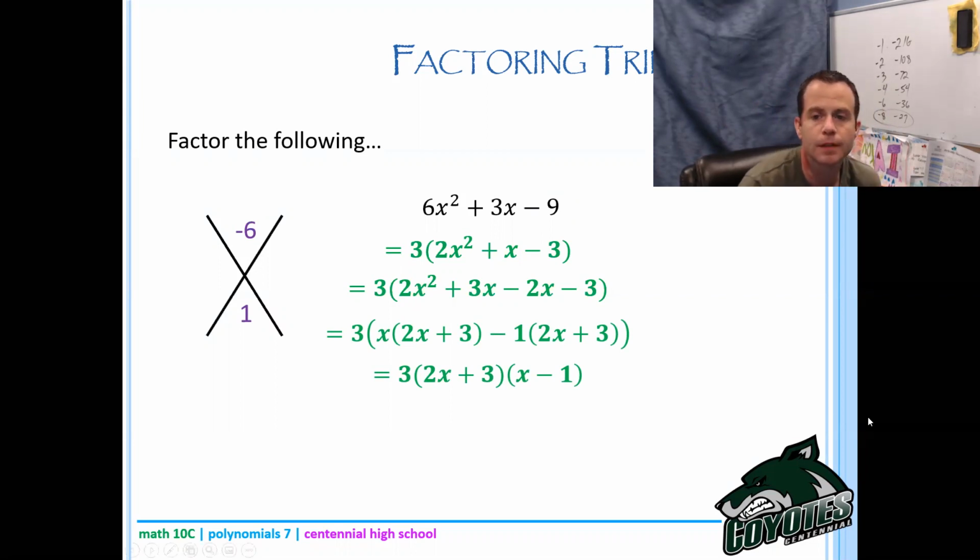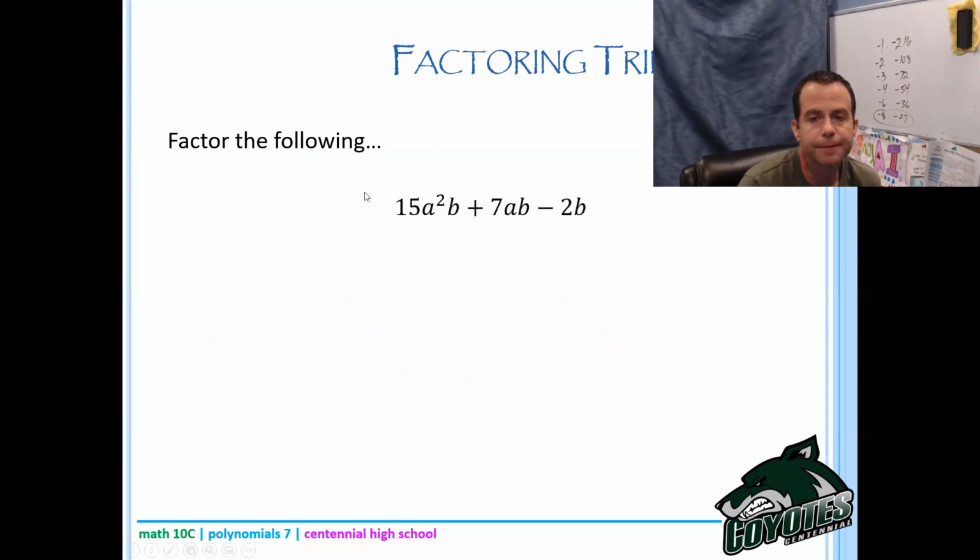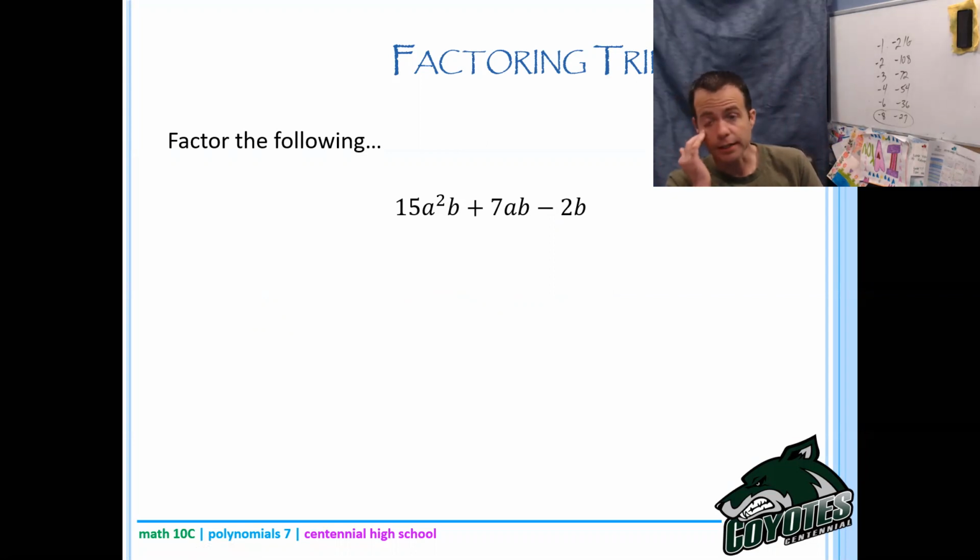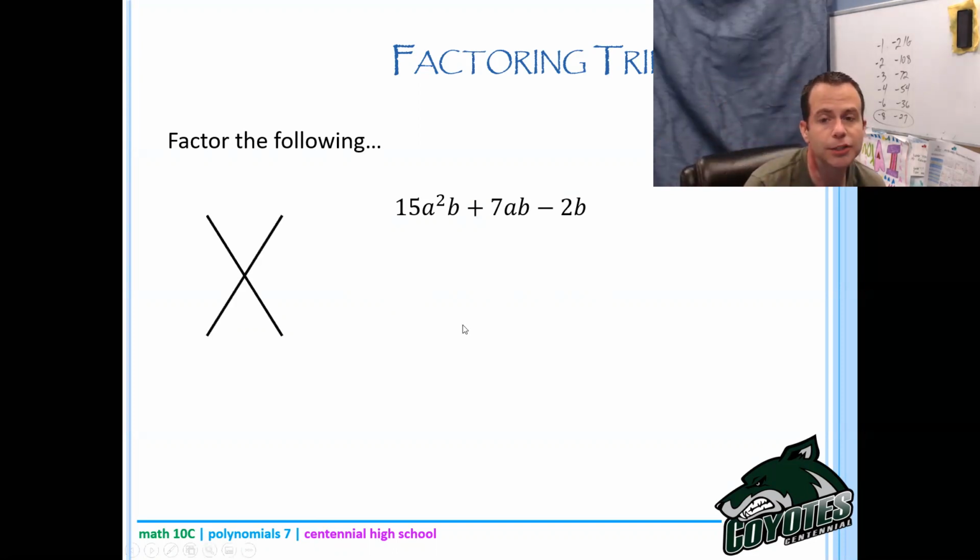Okay? All right, 15a squared b plus 7ab minus 2b. Now, at first glance, this may look more complicated, but your first question to always ask yourself was, do I have a greatest common factor? Well, b is the greatest common factor, so just take out b, b goes to the front, and then I'm actually left with something that looks way friendlier.